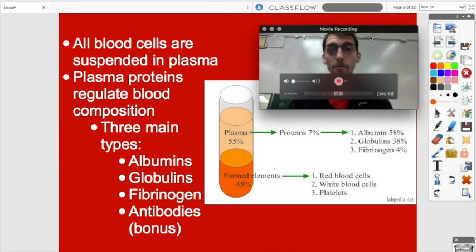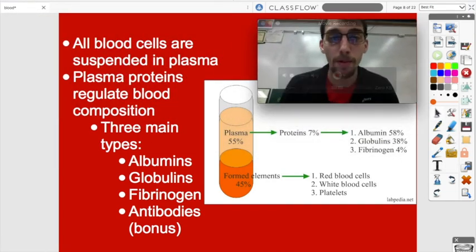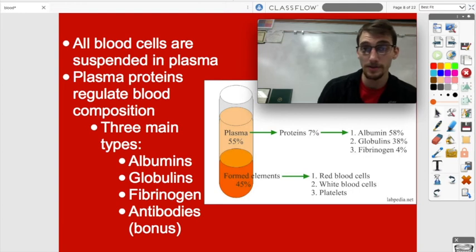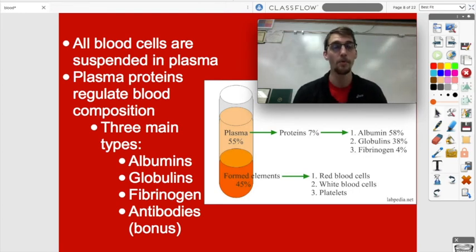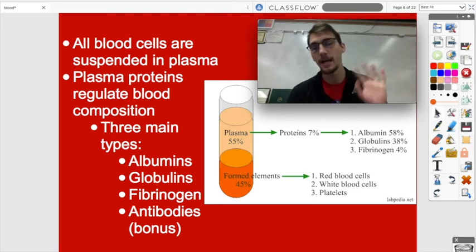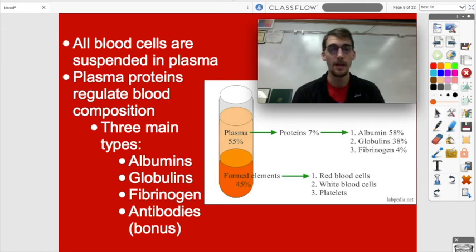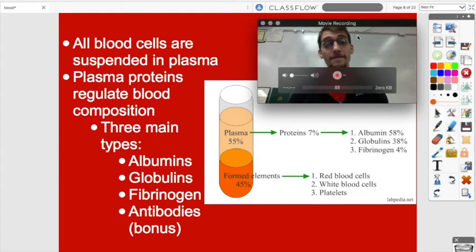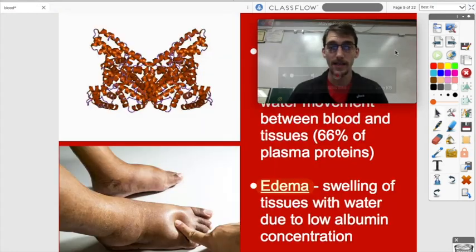All right, now we're going to wrap this up by talking about plasma proteins. All blood cells are suspended in plasma, as I spoke about before. And we've got 3 main types, and we're going to talk about one more in the next video called antibodies. But we've got 3 main types of plasma proteins that we're going to talk about. And their job is to really regulate blood composition. So we have albumins, globulins, and fibrinogen. And we're going to get into each one of those.